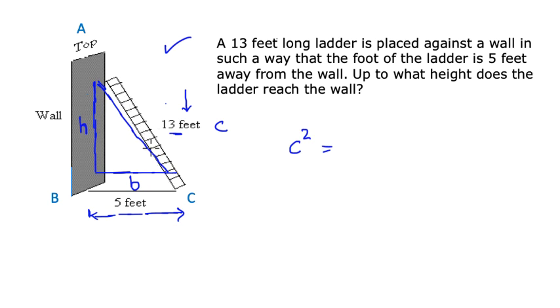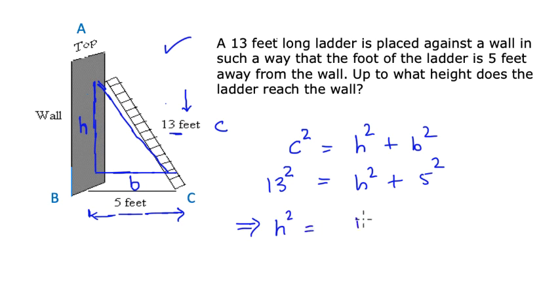Now, based on the Pythagorean principle, we can state very clearly that C square, the one which is the hypotenuse, is equal to the square of the height plus the square of the base, correct? And C is 13 feet. So 13 square is equal to, let's say h square is what is unknown to us, but the base is 5 feet, and that will be 5 square. Or in other words, h square is equal to 13 square minus 5 square.